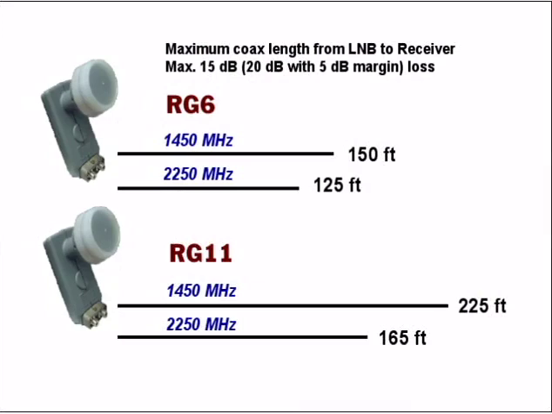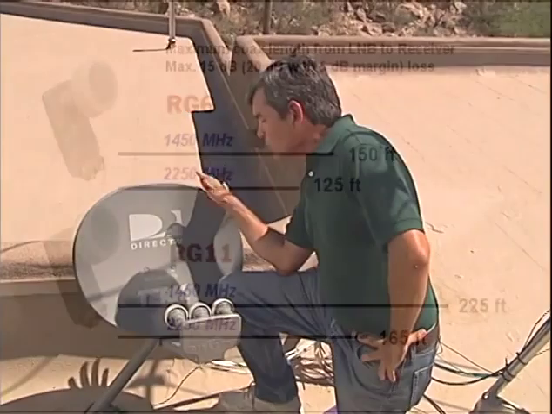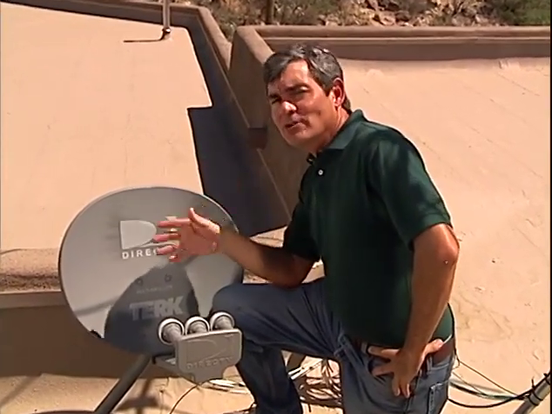This graph gives a maximum coax length for RG6 and RG11 at 1450 and 2250 MHz, allowing for a 5 dB loss margin. Now, we'll cover more of the installation issues in part 2 and 3 of this course.